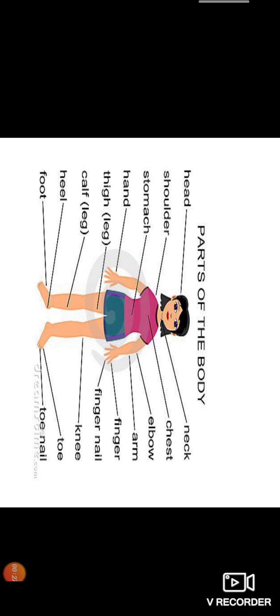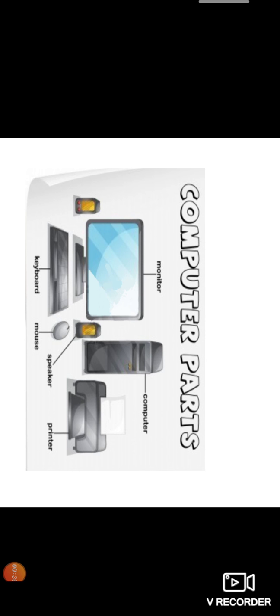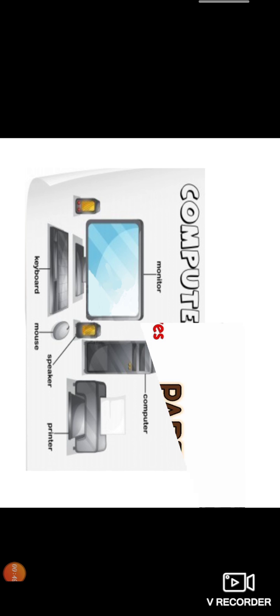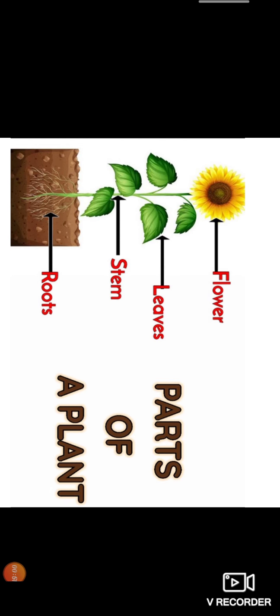So we have different parts. We have stomach, we have a head, eye, elbow, hand, thigh, heel, foot, right? We have different parts. Similarly, we have computer parts too. Parts of computer, we say we have a monitor, we have a screen, we have a keypad, we have a CPU, printer, etc. Right? Similarly, we have different parts of plants also.